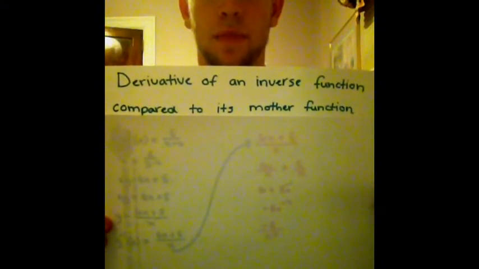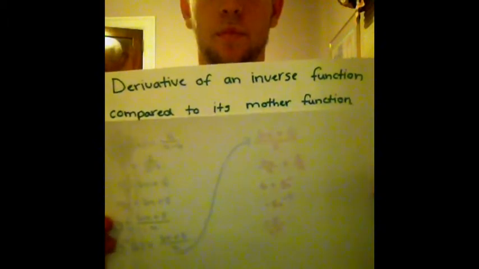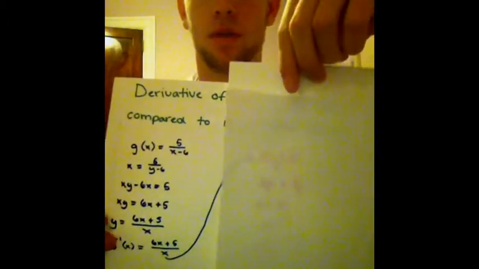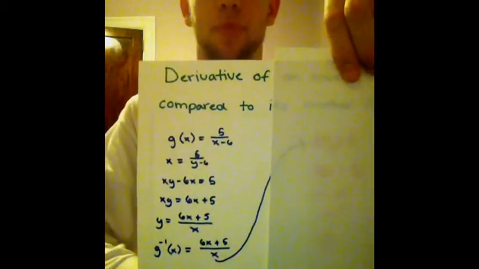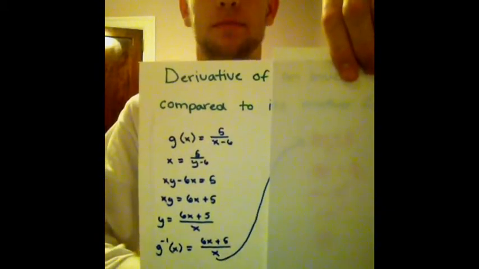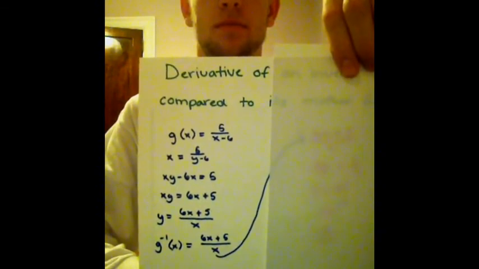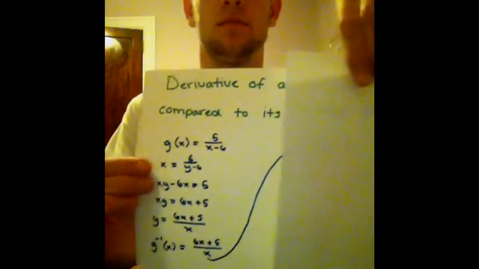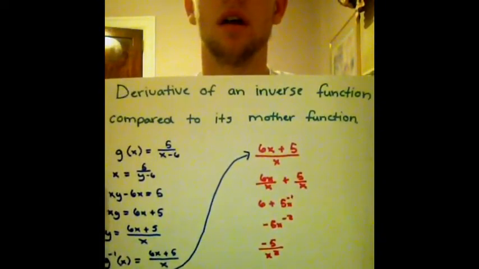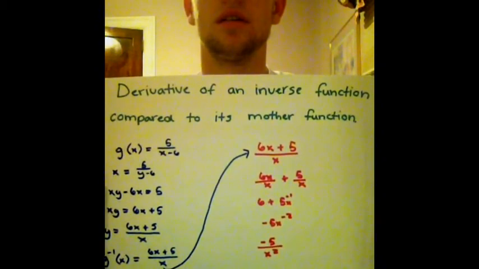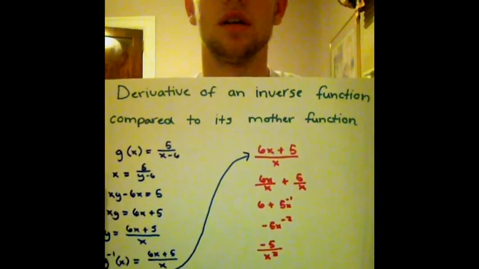In order to find the derivative of an inverse function compared to its mother function, you must first start out with an original problem. With that problem right there, then you must find the inverse of it, as shown how to do right in front of you. From there on, you must find the derivative of the inverse, which is shown in red. That is the inverse compared to the other function.